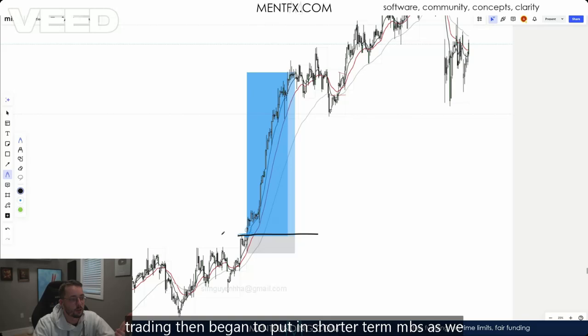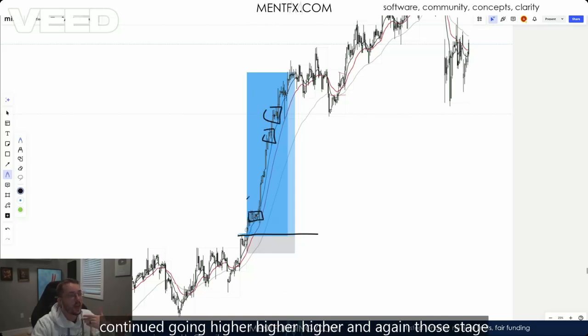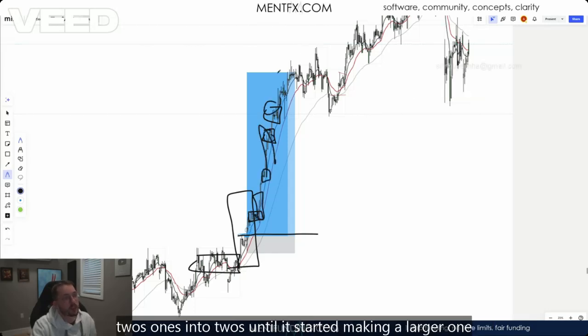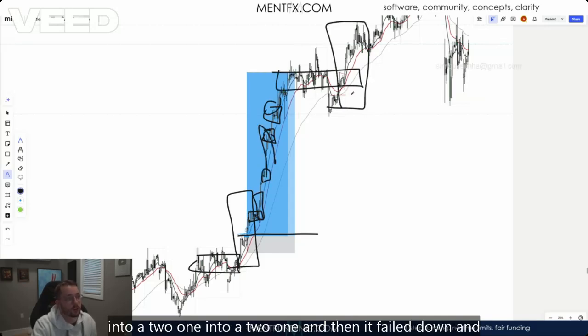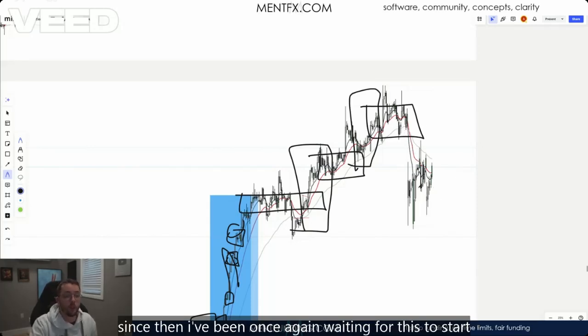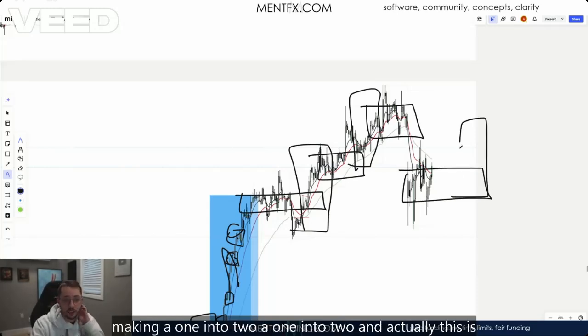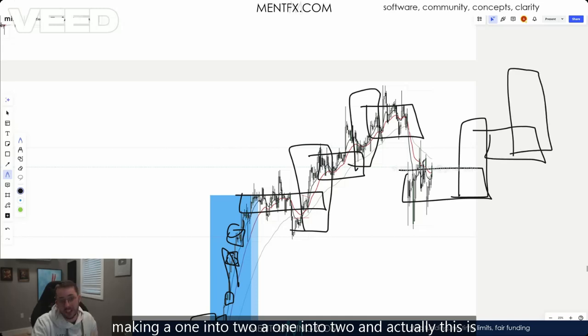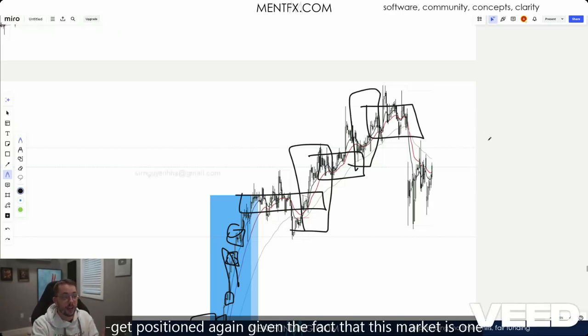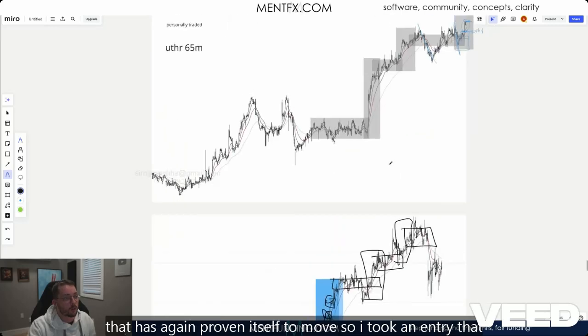which is one of the main things that I look for in my trading. Then it began to put in shorter term MBs as we continued going higher, higher, higher. And those stage ones into stage twos became smaller ones into twos, ones into twos, ones into twos, until it started making a larger one into a two, one into a two, and then it failed down. And since then, I've been once again waiting for this to start making a 1 into 2, a 1 into 2. Actually this is kind of live price, but this is what I'm waiting for to re-get positioned again, given the fact that this market has again proven itself to move.